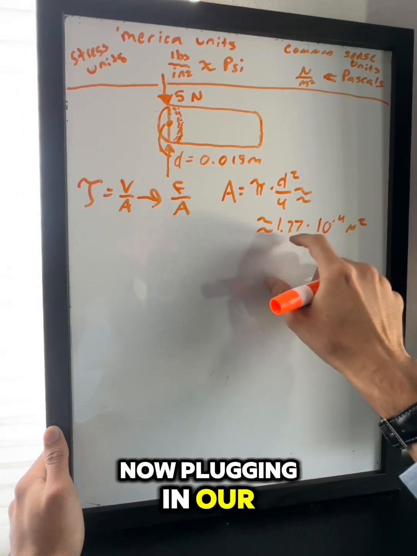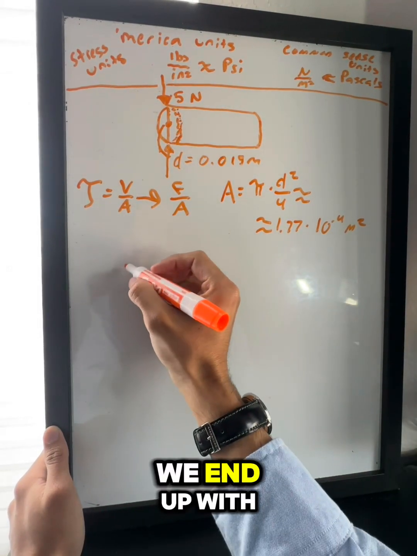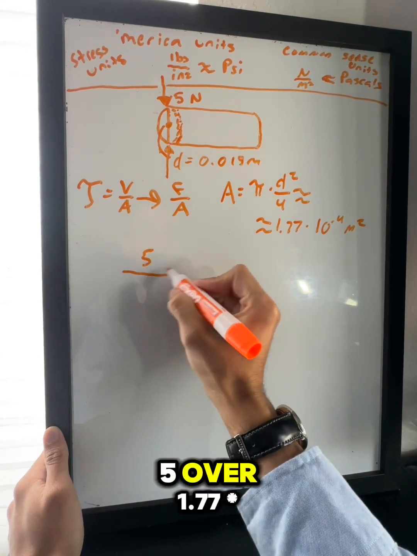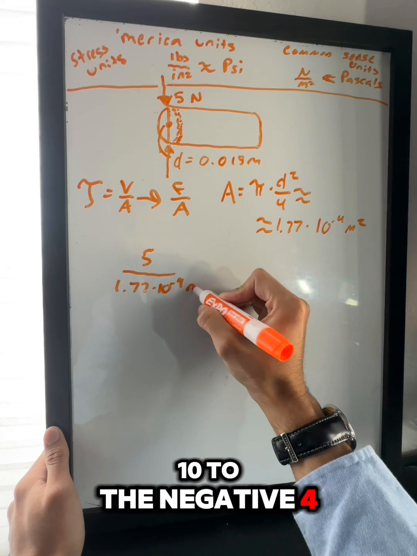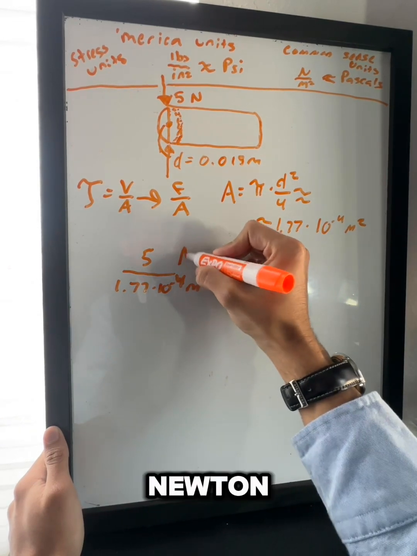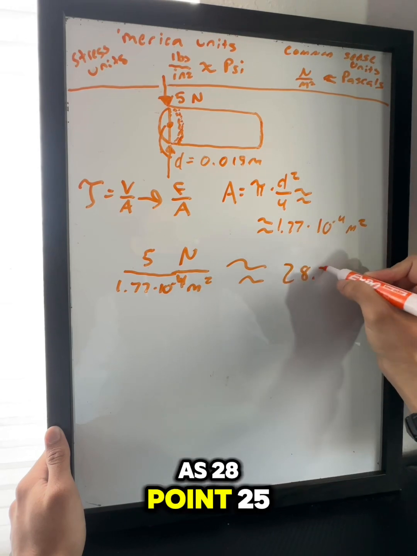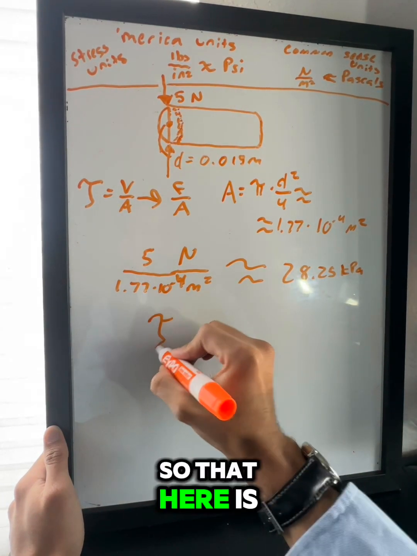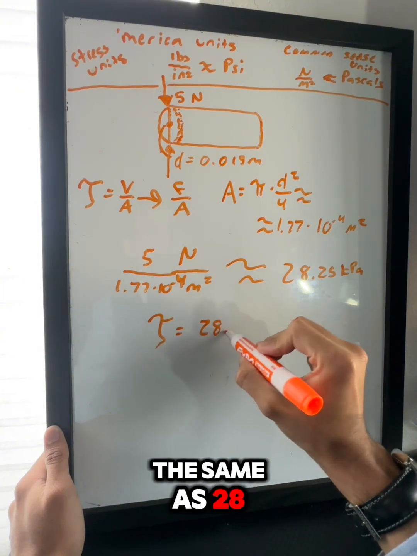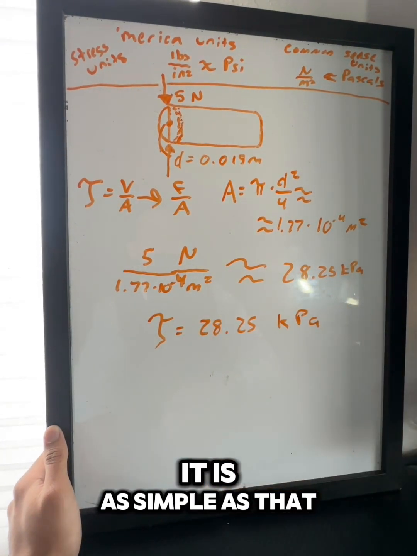Now, plugging in our area and our force into our equation, we end up with 5 newtons over 1.77 times 10 to the negative 4 m squared. That is the same as 28.25 kilopascals. So tau here is the same as 28.25 kilopascals. And there you have it. It is as simple as that.